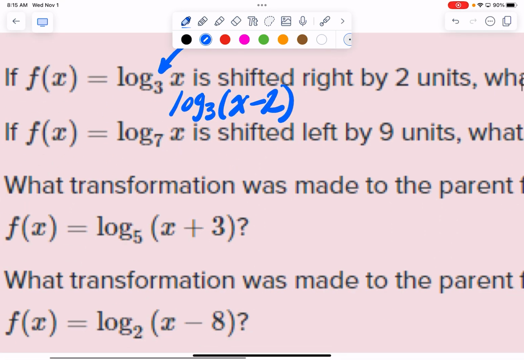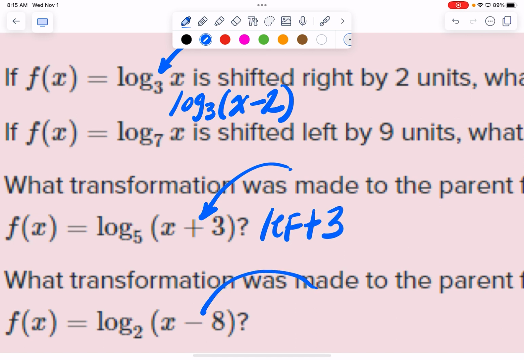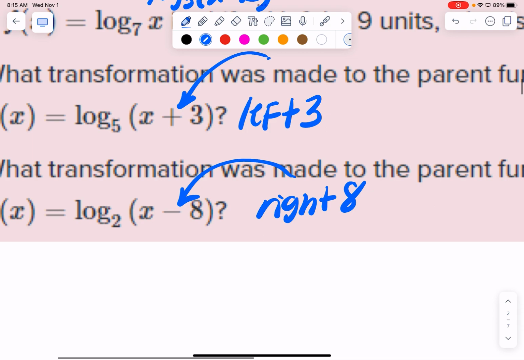And then right here it says, what's the transformation? Left 3. What's the transformation? Right 8. Aren't those our new asymptote? Yes. Always. It really always will be. Okay, very good, very good.